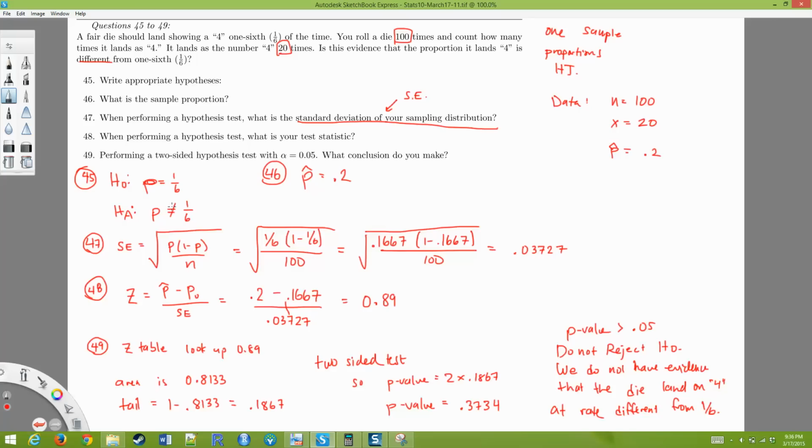Yes? So if it's less than or greater than, it's one-sided? Yes, less than or greater than is a one-sided test. Exactly. And that's on the study guide.